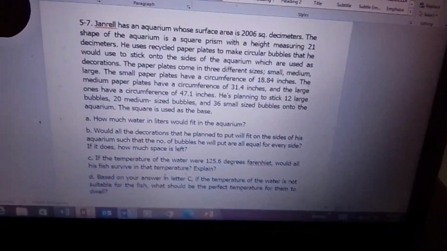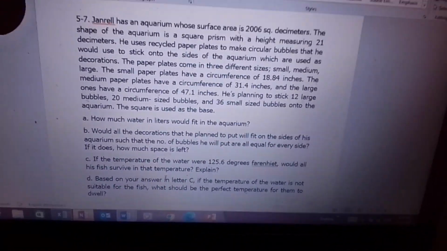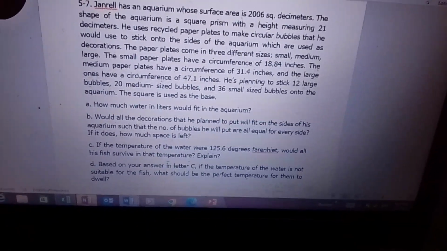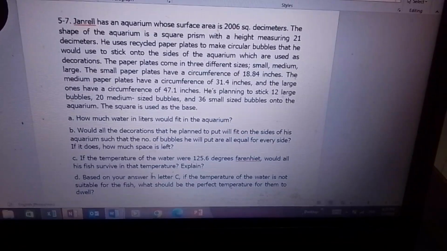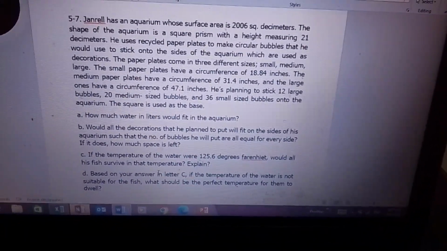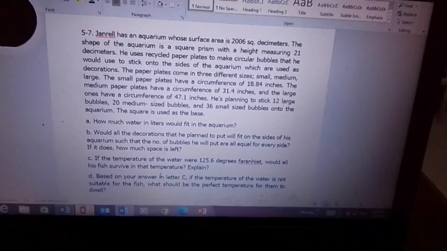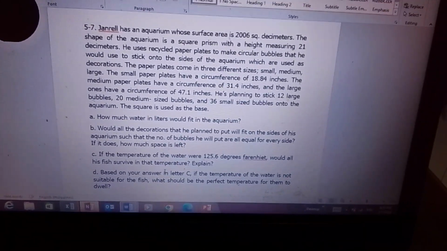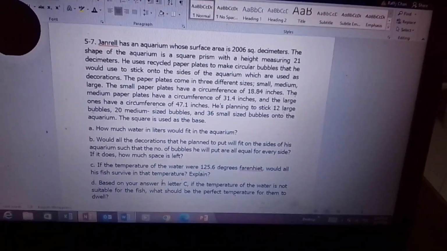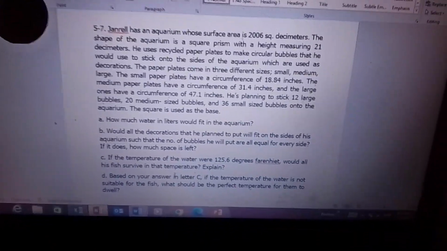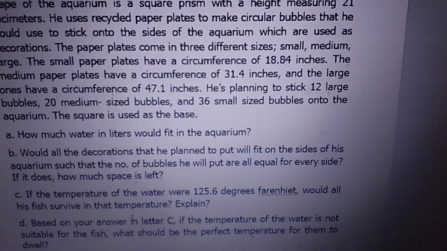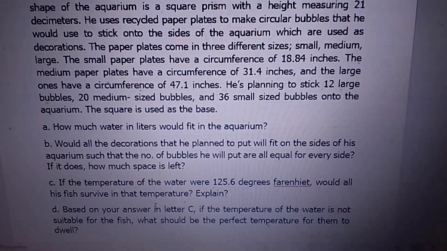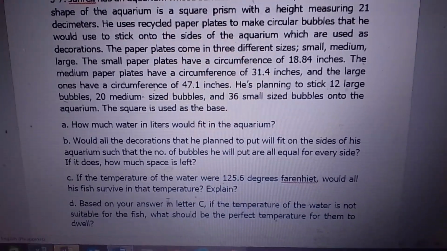There are 12 large bubbles that Janrel will put, 20 medium-sized bubbles that Janrel will put, and 36 small-sized bubbles that Janrel will put. So remember what did I tell you? I told you to solve for the radius or the diameter of the circle and the area. If we solve for the area of those circles of the three sizes, we can determine if all of them can fit within the aquarium. But here's the catch. It says it should fit on the sides of the aquarium. All sides, but not the top and the bottom.